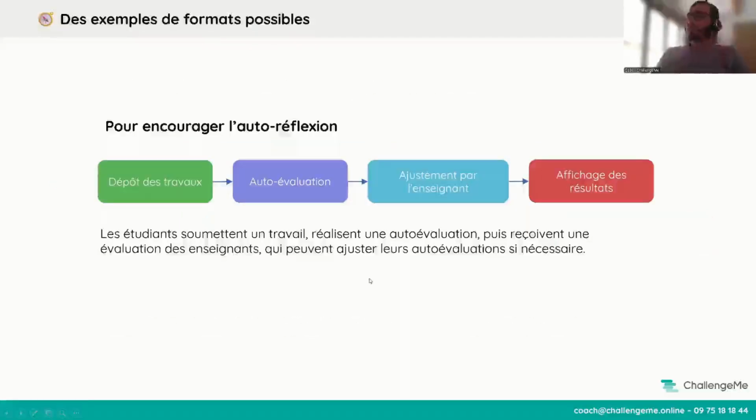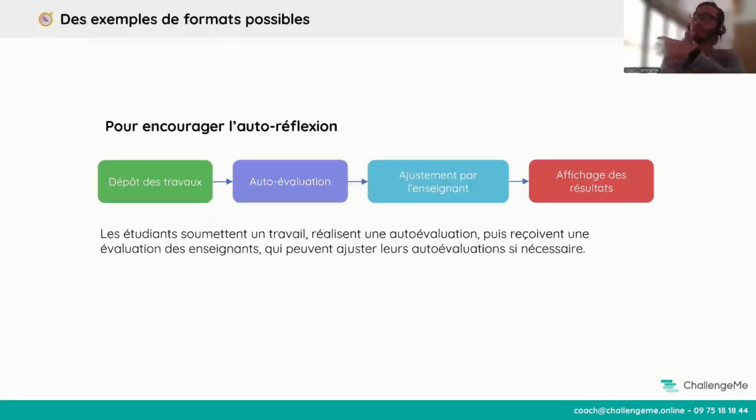This is a format we've also seen elsewhere, so we've included it in co-evaluation because in the end, it's an assessment done both by the teacher and the student themselves, through a self-assessment. So here, the idea is to ask the student to submit an assignment. If there is an assignment submission, it could also be a performance. The student is asked to self-assess this performance using very specific criteria.